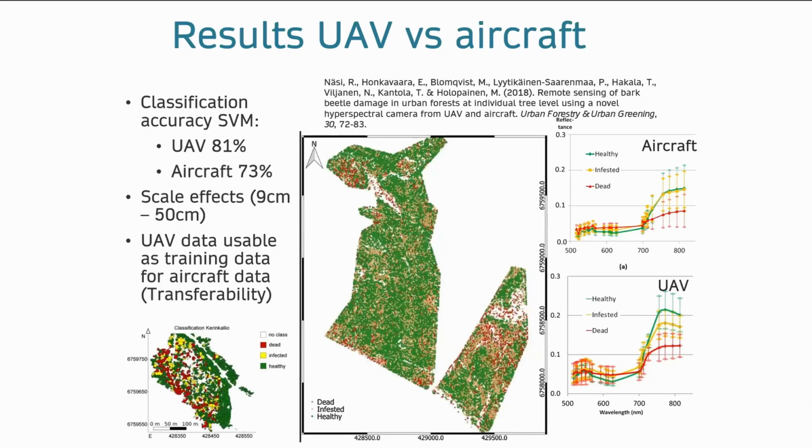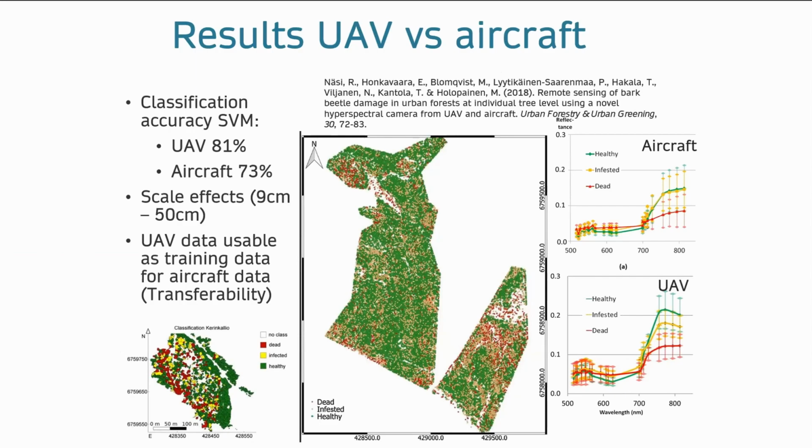And what we get from here, so the overall accuracy using the UAV data was 91%, and with the aircraft it was 73%. So we get better results with higher accuracy. The difference was not very big, but there was a difference.